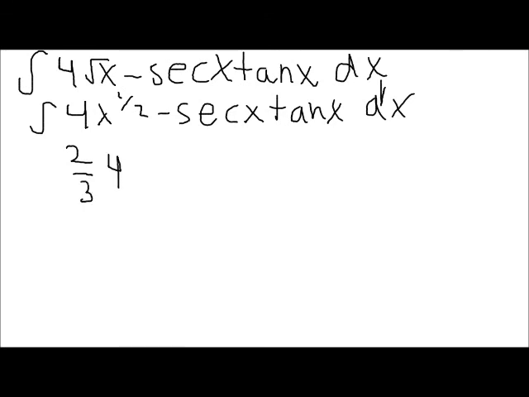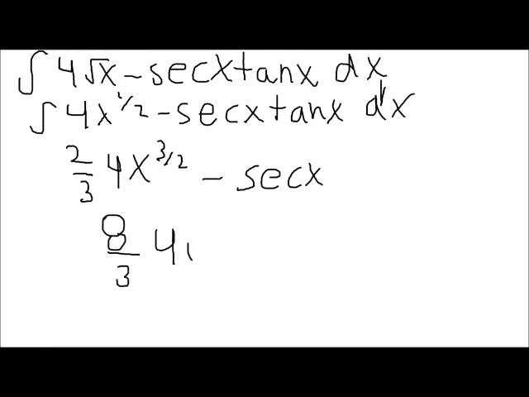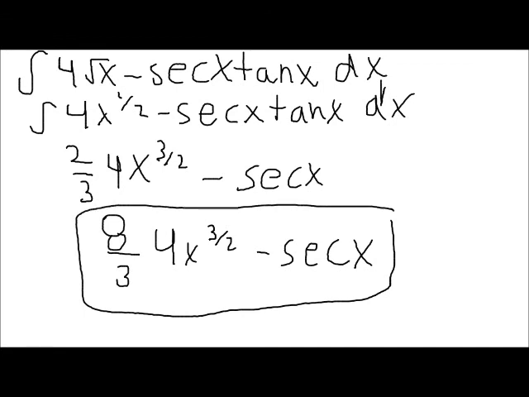So first you raise 1/2 to the power 1, put the reciprocal on the outside of the 4, x to 3/2, and this is one of your basic trig integrations. Secant x tangent x is equal to secant x, and you just simplify. 2/3 times 4 is equal to 8/3, and that's all you have to do for this problem. Nothing else. It's as simple as that. So your answer is 8/3 times 4x to 3/2.